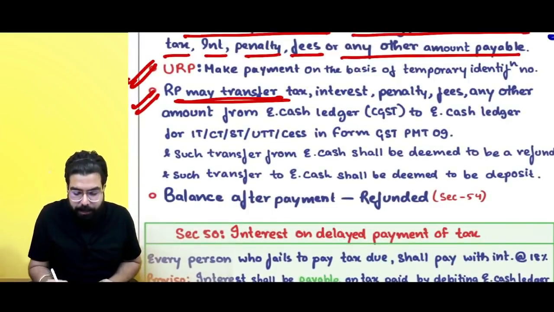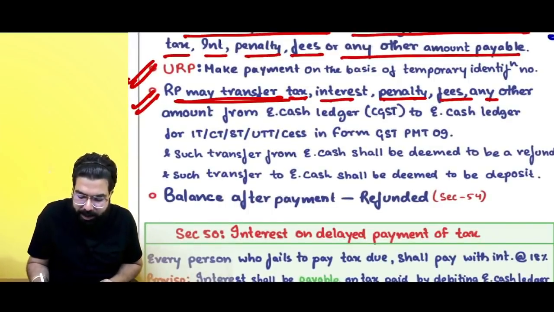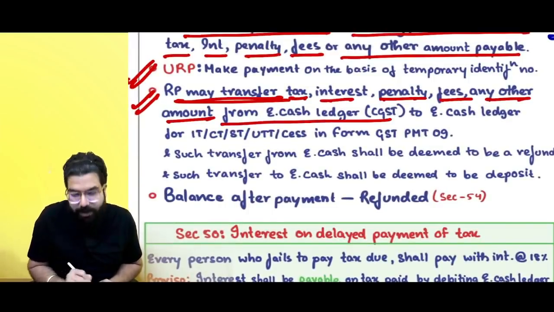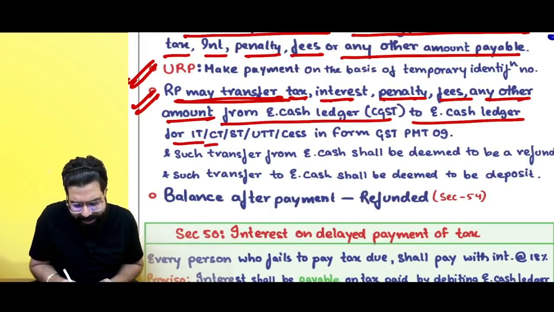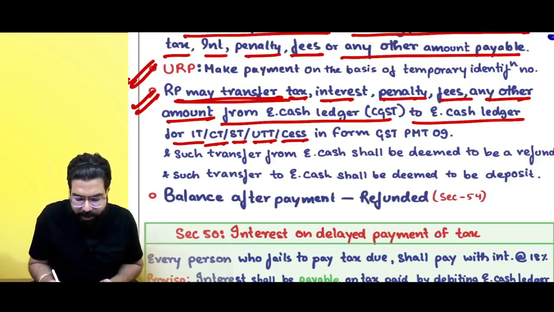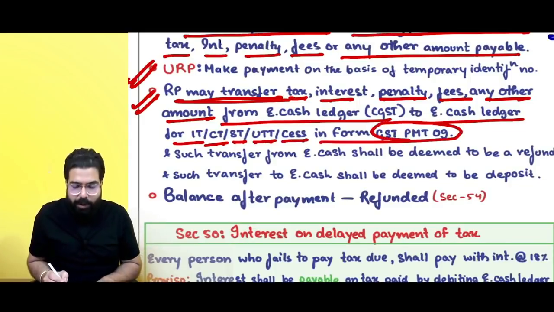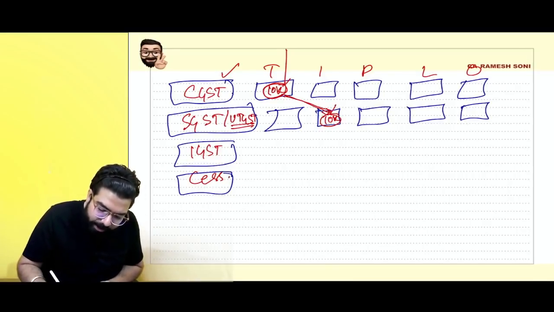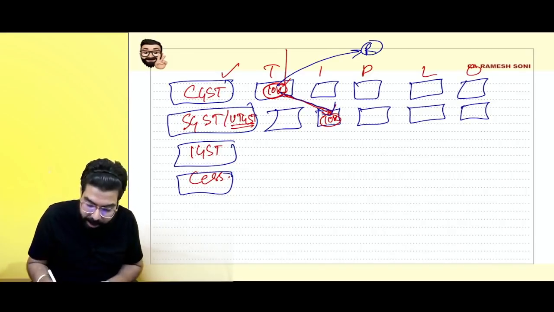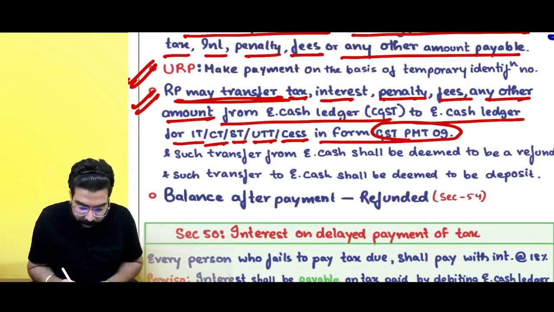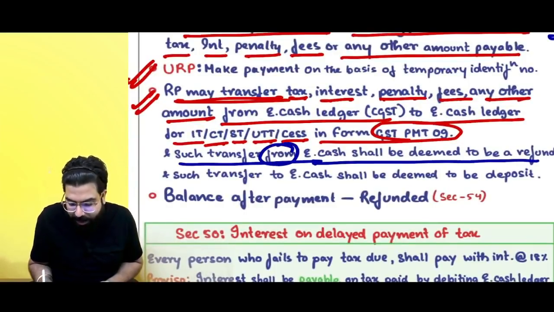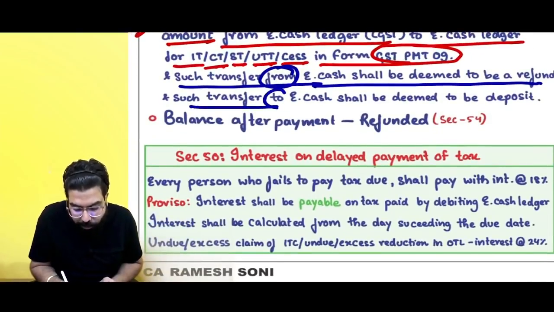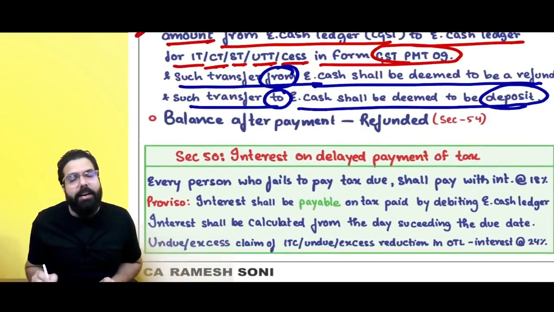Sir, a registered person may transfer tax, interest, penalty, fees or any other amount from the e-cash ledger of CGST to the e-cash ledger of IGST, CGST, SGST, UTGST or cess using form GST PMT-09. Now, I transfer from here to here. The government will imagine that it has given you a refund from here and you have made a deposit over here. Such transfer from the e-cash ledger shall be deemed to be a refund and such transfer to the e-cash ledger shall be deemed a deposit.